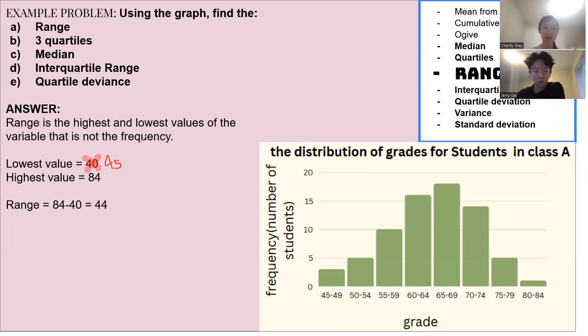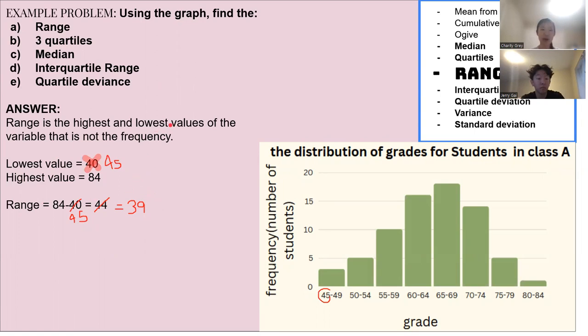But now we will catch it, because our lowest value is 45 and not 40. So over here, this value will change as well. This will be 45 and not 40. And that means the final range will be 39, because we're taking the difference between the highest value and the lowest value. So that will be 84 minus 45, which is 39. So that is our final range.